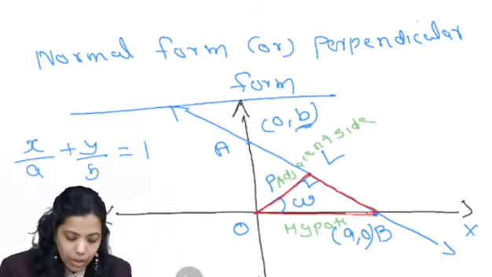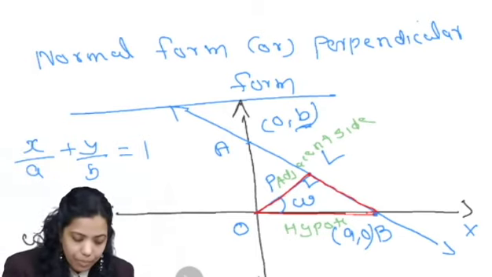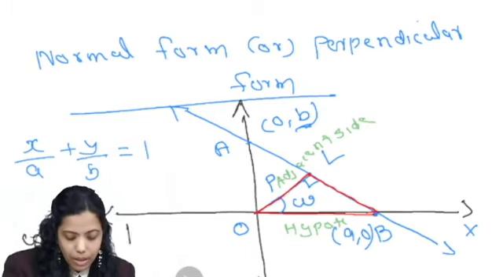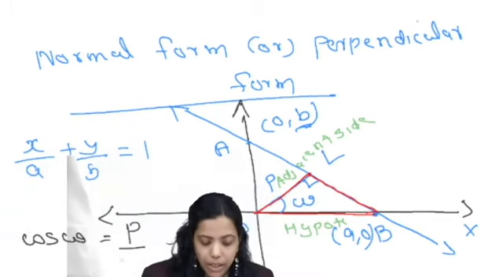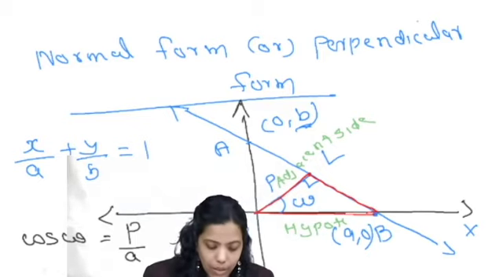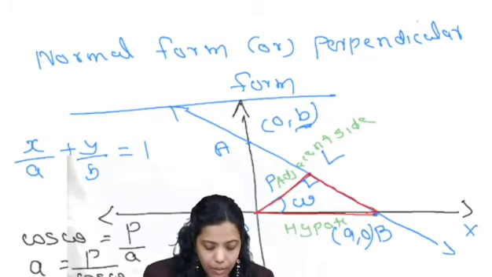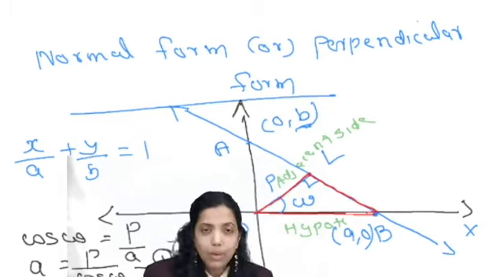So what is cos omega? Cos omega equals the adjacent side, which is p, by the hypotenuse. The hypotenuse is OB, and its length is the distance from the y-axis to that point, which is the x-coordinate. We note it down as a. So from this we can say that the value of a is equal to p by cos omega. So we got the value of a.